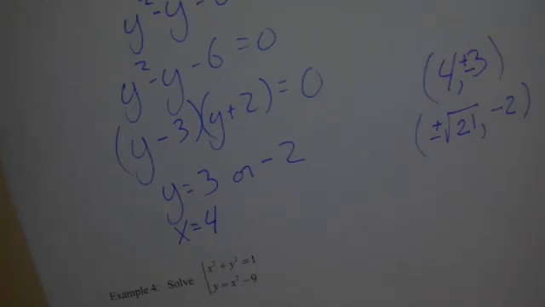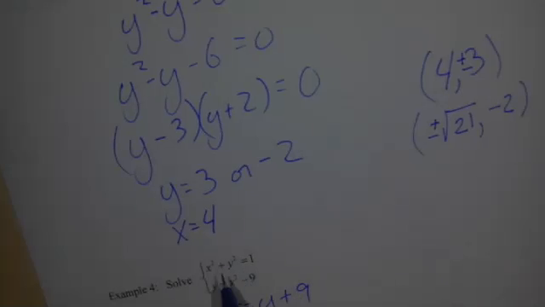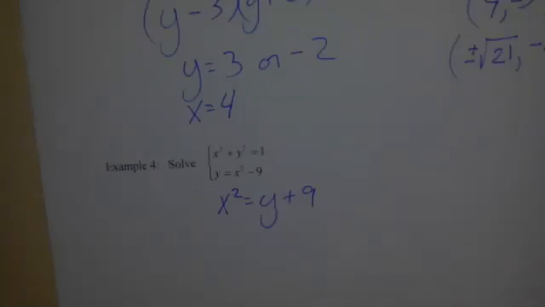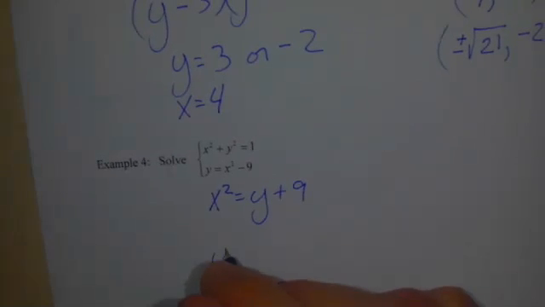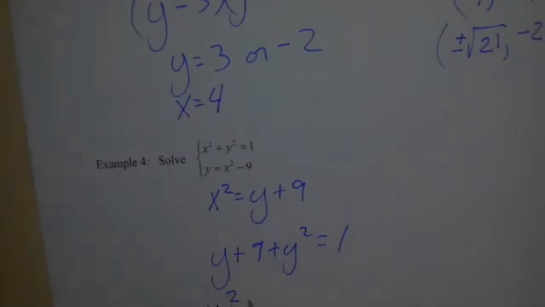Let's do substitution, but what I'm going to do is say that x squared equals y plus 9. So I'm going to rewrite that top equation, and every time I see x squared, I'm going to replace it with y plus 9. So I've got y plus 9 plus another y squared equals 1, better known as y squared plus y plus 8 equals 0.